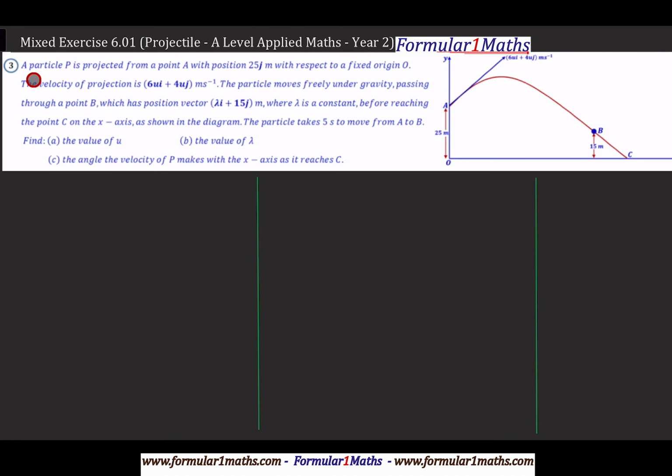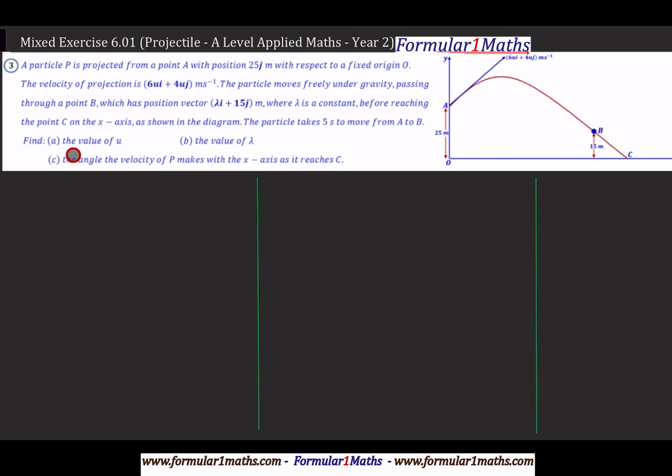Question 3. A particle is projected from a point A with position vector 25j meters with respect to the fixed origin O. The velocity of projection is 6ui plus 4uj meters per second. The particle moves freely under gravity, passing through a point B, which has position vector lambda i plus 15j meters, where lambda is a constant, before reaching the point C on the x-axis, as shown in the diagram. The particle takes 5 seconds to move from A to B.